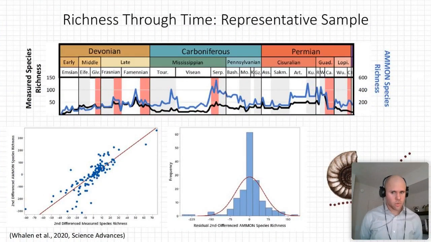Now, I basically measured what I could get my hands on from museum collections and from the literature. But it does turn out that this, and this is important, is a representative sample. So here you can see in black the measured species richness through time, resolved to 1 million year stratigraphic bins. And on the right, you can see in blue the comparison to the Ammon online database. This is maintained by Dieter and colleagues. It's a very well maintained, well curated database of Paleozoic ammonoids.